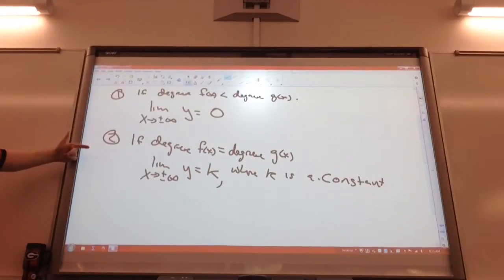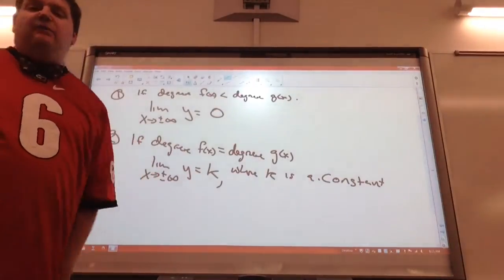So that's our second case. If the degree of f of x is equal to the degree of g of x, then the limit is going to be equal to a constant. We'll look exactly how you figure that out here in a moment.